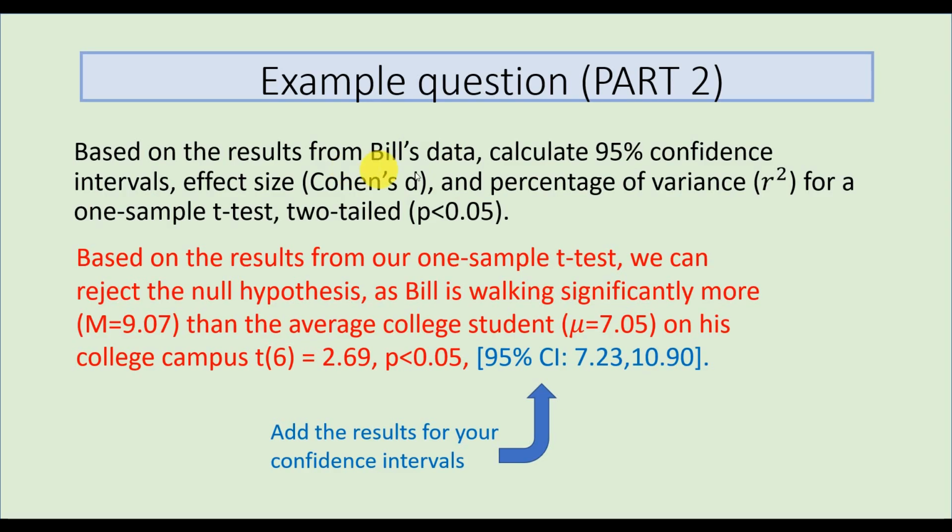So based on the results from Bill's data, calculate the 95% confidence interval. We already had these results from our previous video. Now we're just going to add the results for our confidence interval, like so. So at 95% confidence interval, we have our lower limit of 7.23 and our upper limit of 10.9.